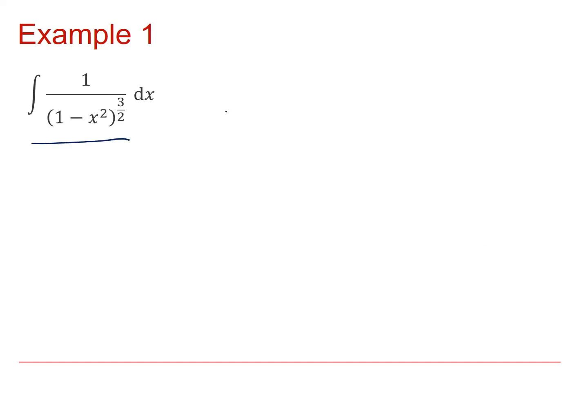Let's look at this example. On the bottom here, I've got 1 minus x squared, and I've got a power of a half in here, which is going to give me a square root. So I'm going to think about my substitution. Let x equal sine u. Differentiating, I get that dx by du is equal to cos u. So when I substitute, I'm going to substitute for dx a cos u du.